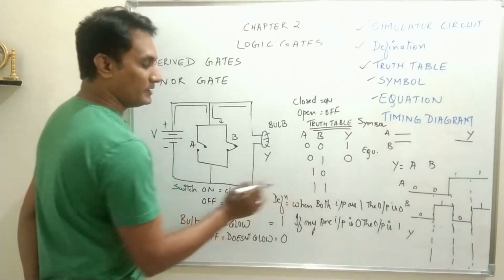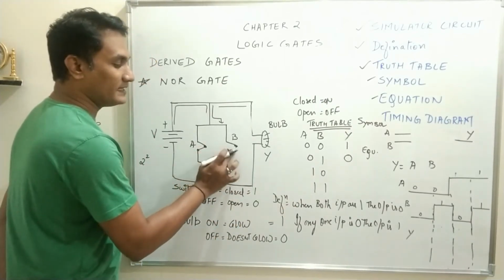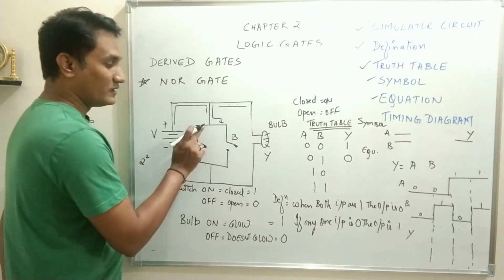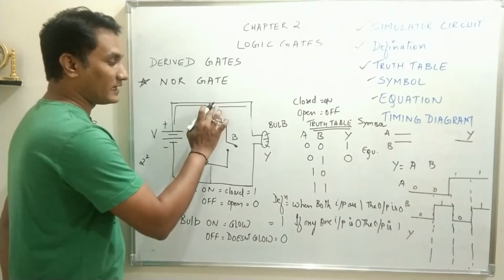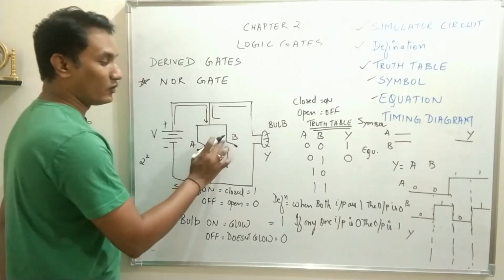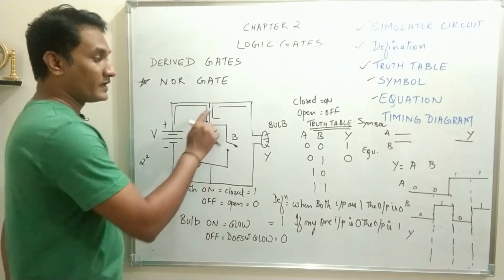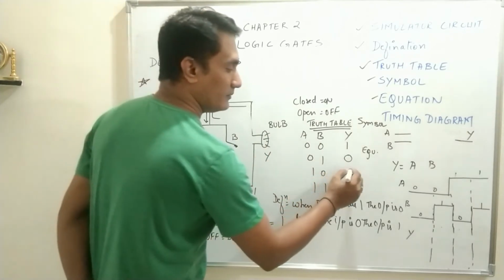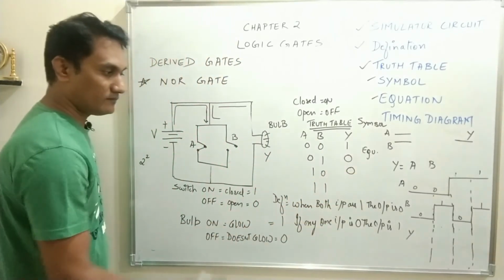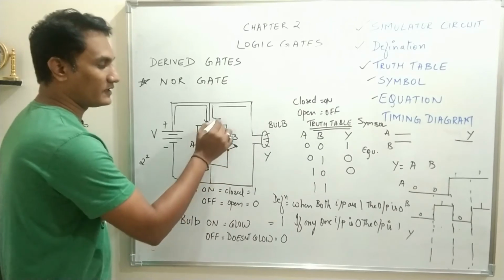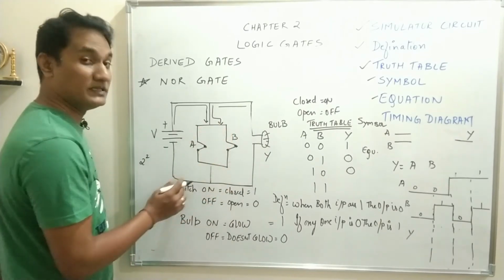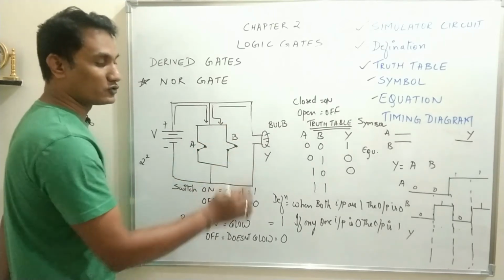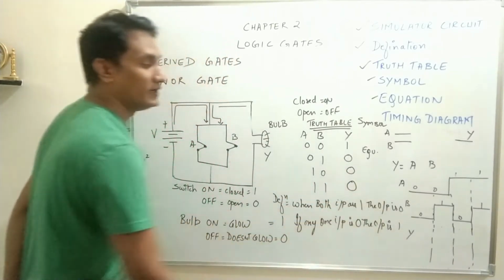Next, A1, B0. So A is closed, B is open. Open means high resistance path. So now as A is closed, all the current will flow through A, no current will flow through B, and no current will flow through the bulb also. So output Y will be equal to 0. And last case, when both the inputs are 1, current can flow through A and B. That means short circuit is created by either A or B, but no current flows through the bulb. Output Y will be equal to 0.